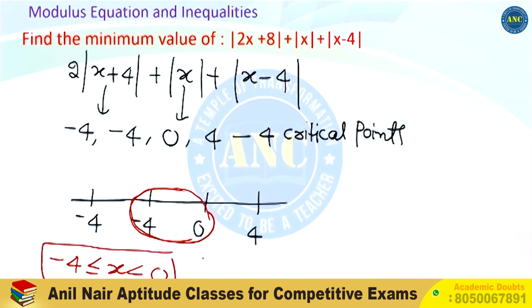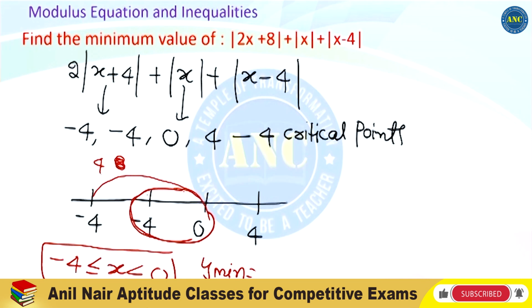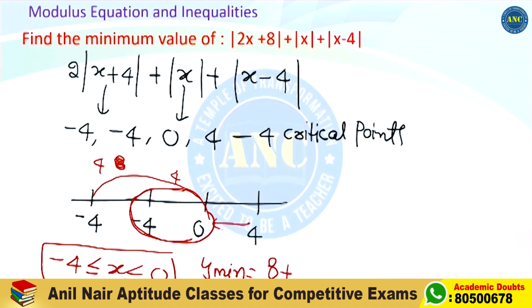At this range, the expression will give a minimum value. If I take 0, from minus 4 to 4, totally 4 I need to travel. Again from minus 4 to 0, again 4 I need to travel. So it is 8. From here to here, it is 4. So 8 plus 4 is nothing but 12. The minimum value of this expression is nothing but 12. I hope you got the idea.